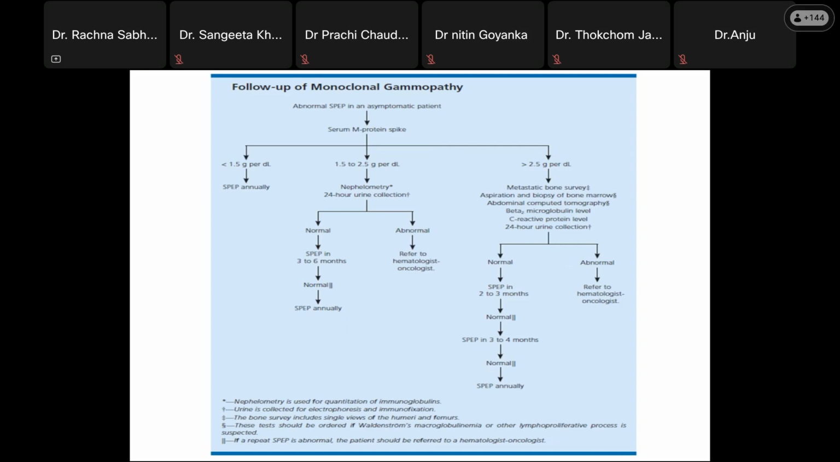So if the levels are normal, no worry. We perform serum protein electrophoresis after 2 to 3 months. If again it is normal, then repeat it again, and then we perform it annually. But if the levels are abnormal, definitely the patient needs aggressive treatment, and we refer the patient to a hematologist, oncologist. So this is very, very important.